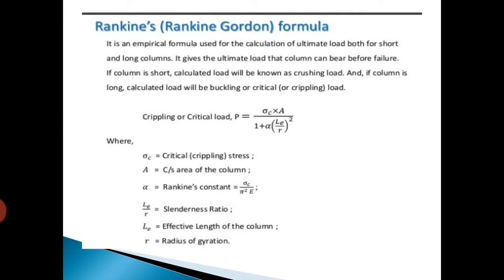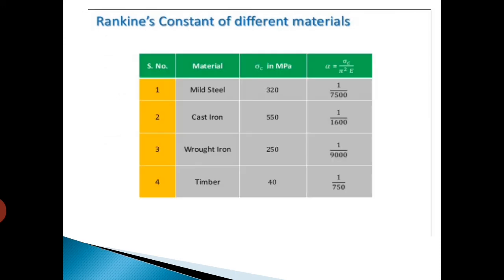So how to calculate critical load by Rankine's formula? P is equal to sigma C into A divided by 1 plus alpha into L effective divided by R whole square, where sigma C is the critical crippling stress, capital A is the cross section area of the column, and alpha is Rankine's constant, equal to sigma C divided by pi square E. L effective divided by R is the slenderness ratio, where L effective is the effective length of the column and R is the radius of gyration.